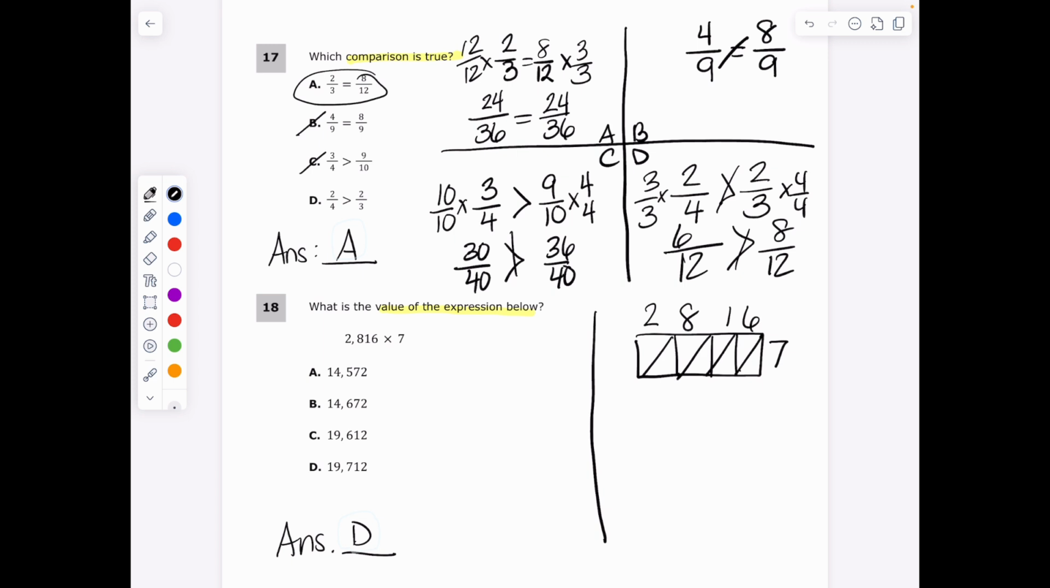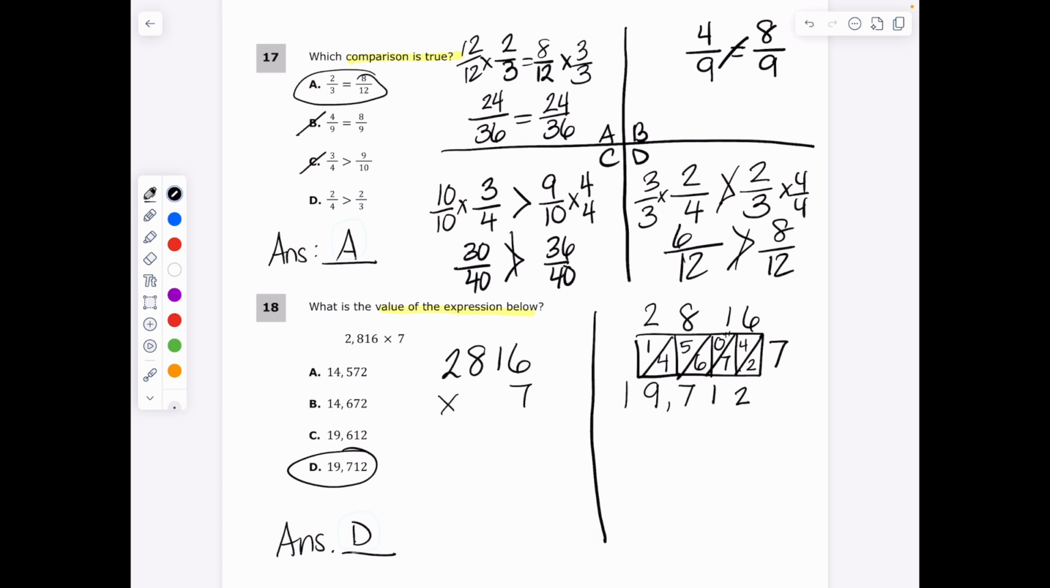And I like it because I can go by it from left to right, like reading. 2 times 7 is 14. 8 times 7 is 56. 1 times 7 is 7, so 0, 7. And 6 times 7 is 42. And now I can just add all of my rows like a slide and go down. So I have 2. 4 plus 7 is 11. Carry the 1. 1 plus 6 is 7. 9. And 1. 19,712, which is D.